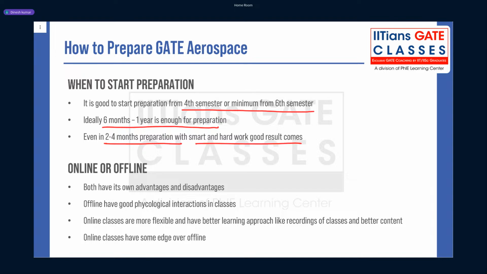Now you guys need online preparation or offline, that is up to you, but both have their own advantages and disadvantages. IGC only takes online classes, because we feel online classes have more advantage than offline classes. Offline classes have the major advantage of psychological interaction, but in online classes the classes are more flexible, with a better learning approach like recording of classes, better content, and many other advantages.